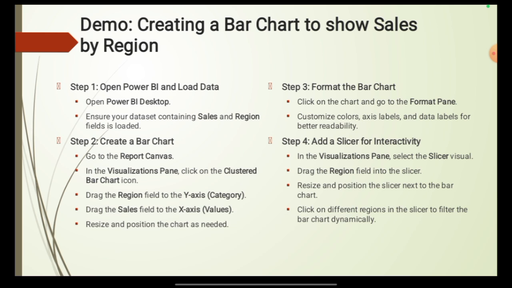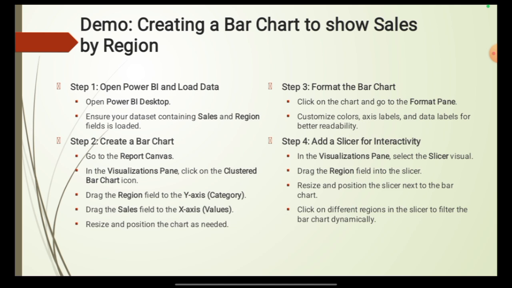So from this part, we can understand that to create a bar chart in Power BI that shows sales by region, you will have to follow these steps. First, open Power BI Desktop and ensure your dataset containing the sales and region fields are loaded. Next, on the report canvas, click on the clustered bar chart icon from the Visualizations pane. Drag the region field to the y-axis, which is the category, and the sales field to the x-axis, which is the values. Adjust the chart size and position as needed for better presentation.